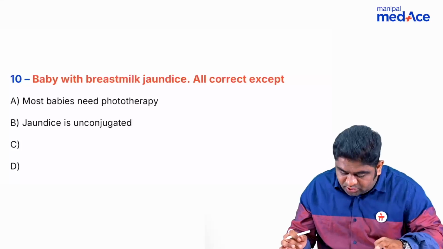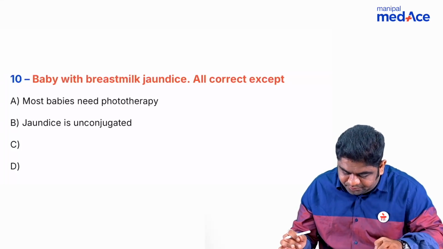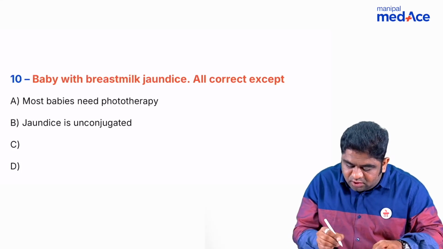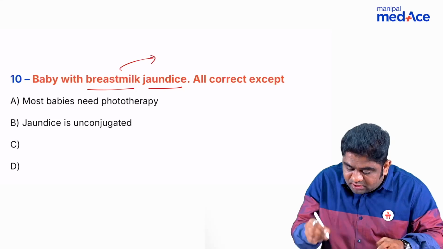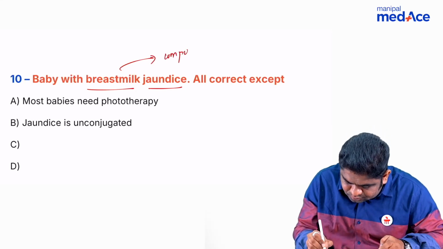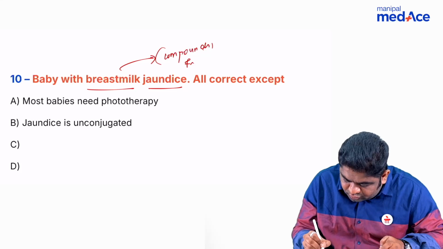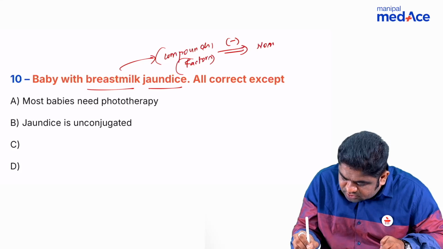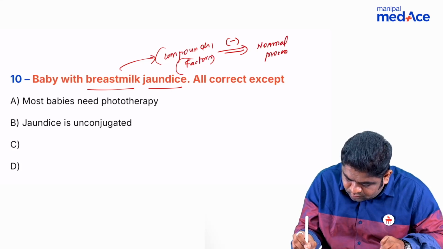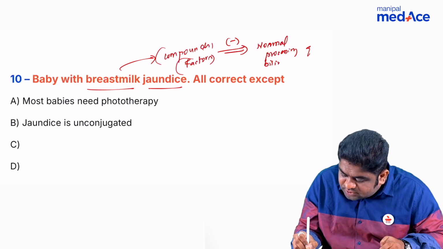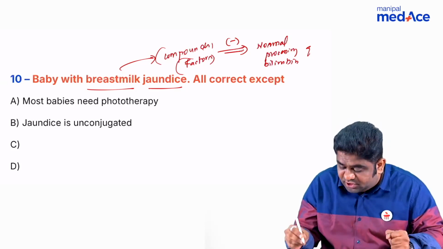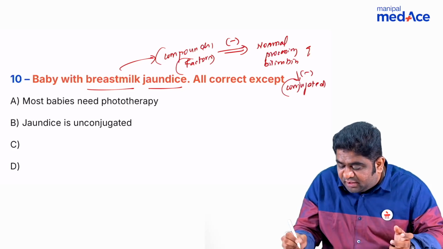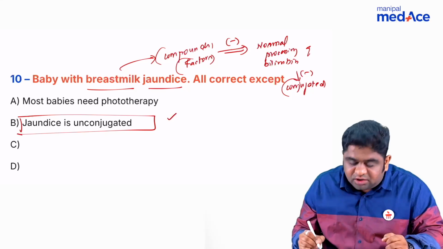Baby with breast milk jaundice, all are correct except most babies need phototherapy. Jaundice is unconjugated. See, whenever you think about breast milk jaundice, the breast milk carries certain compounds or factors. They generally inhibit the normal processing of bilirubin. The normal processing of bilirubin involves one of the important steps called conjugation. So this will inhibit the conjugation. That means the bilirubin remains unconjugated. So this jaundice is unconjugated hyperbilirubinemia.